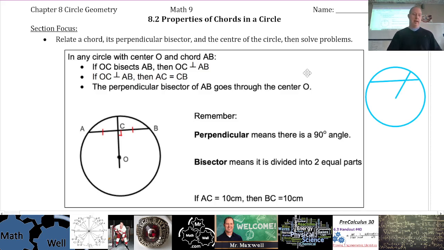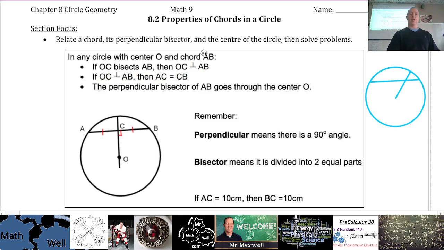So let's get started. What is the goal of 8.2? Well, we're talking about chords in a circle. I'm a musician, so I like to play chords, piano chords, guitar chords, different than these kind of chords, right? Chords in a circle, we're going to find out it's a segment of a line that goes from one part of the circle to the other part of the circle. And there's all sorts of theorems, that is sort of rules or laws that follow chords. So we're going to explore those today.